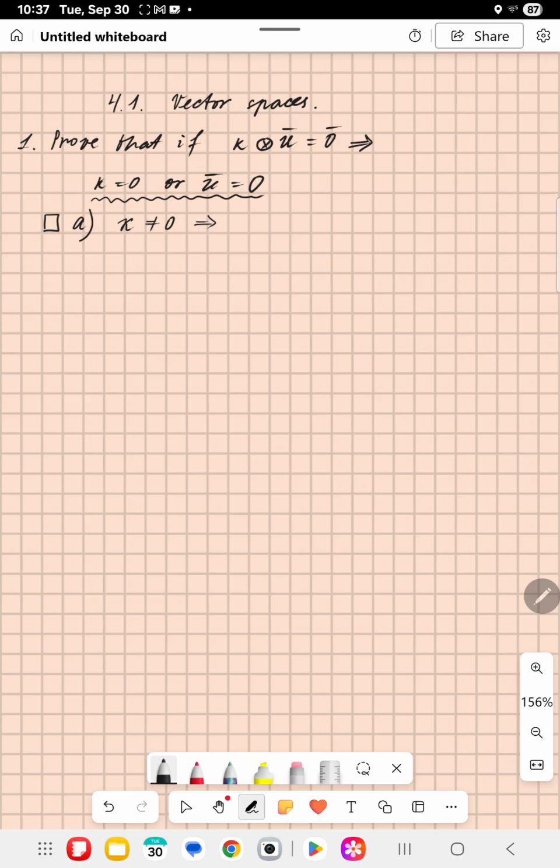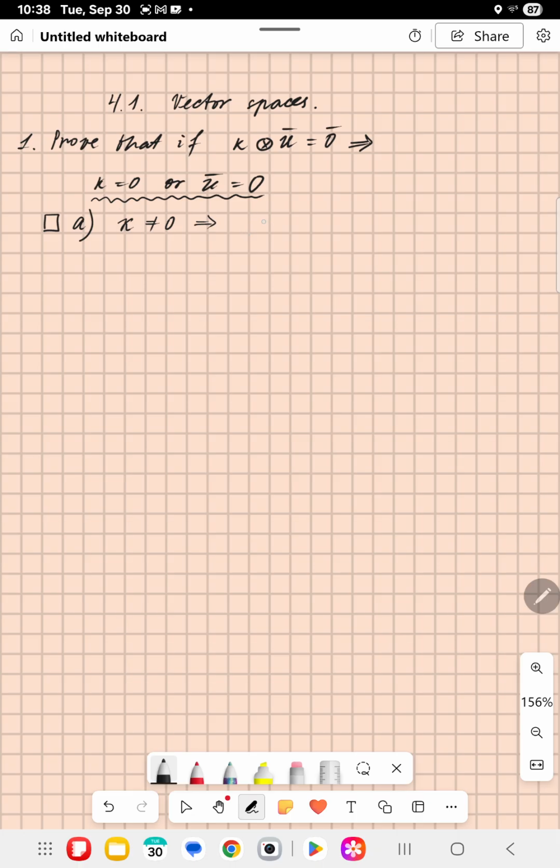Well, k is a constant, right? It can be equal to 0 or not equal to 0. Actually, if it equals 0, it's already proved. The theorem is proved already, right? If k equals 0, then this statement is correct, because if this one is true, then it doesn't matter whether the second part is true, it's still going to be a true statement. So let's consider that k is not equal to 0.